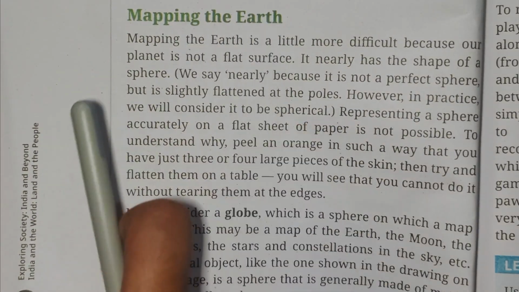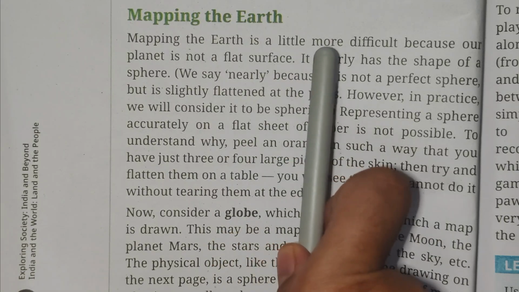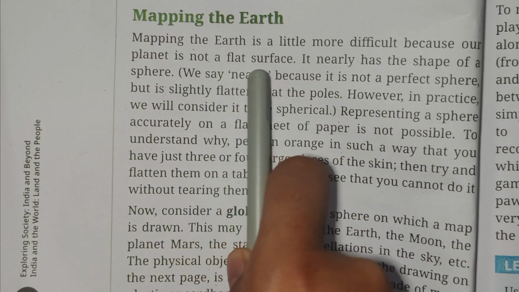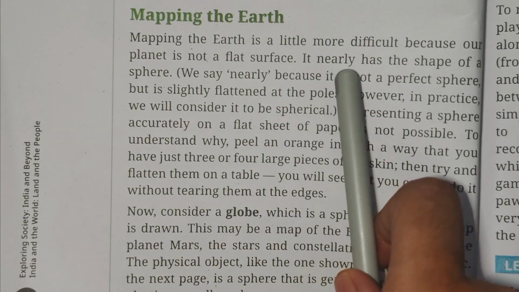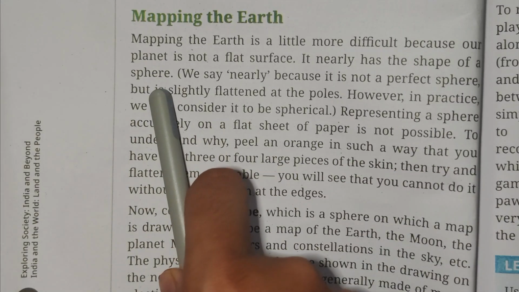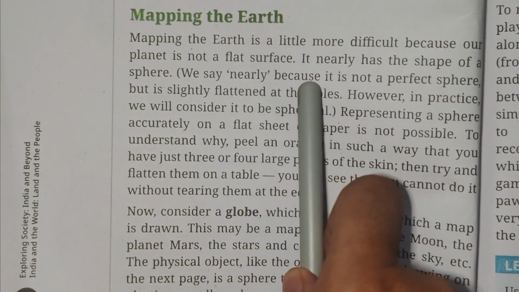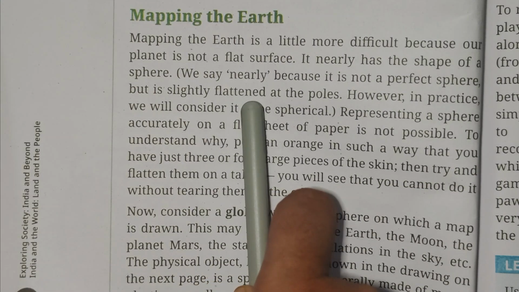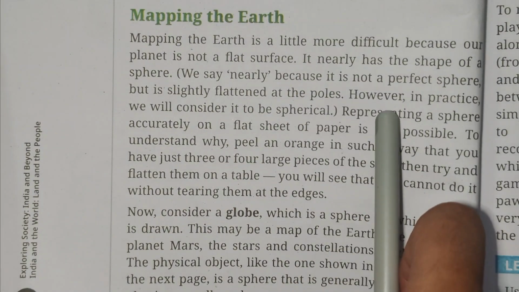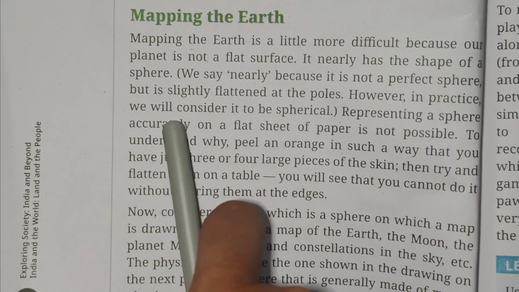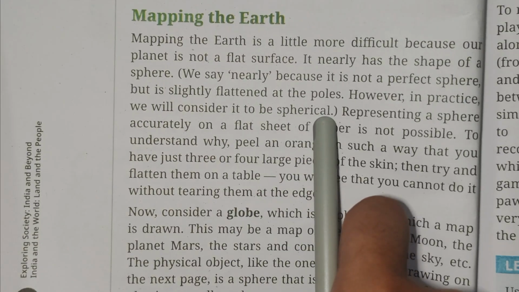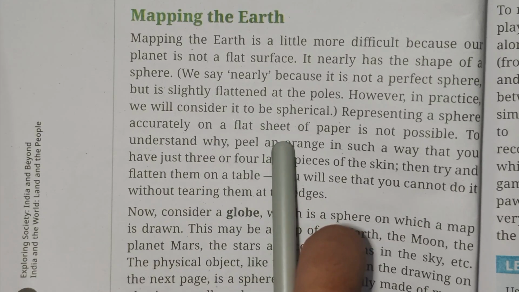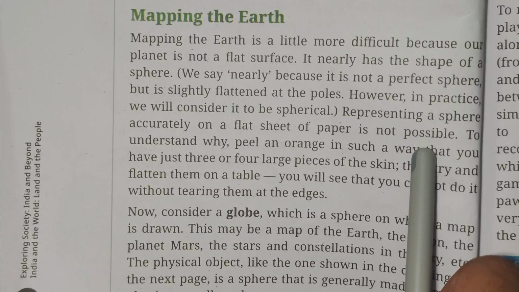Mapping the Earth. Mapping the Earth is a little more difficult because our planet is not a flat surface. It nearly has the shape of a sphere. We say nearly because it is not a perfect sphere, but is slightly flattened at the poles. However, in practice, we will consider it to be spherical. Representing a sphere accurately on a flat sheet of paper is not possible.